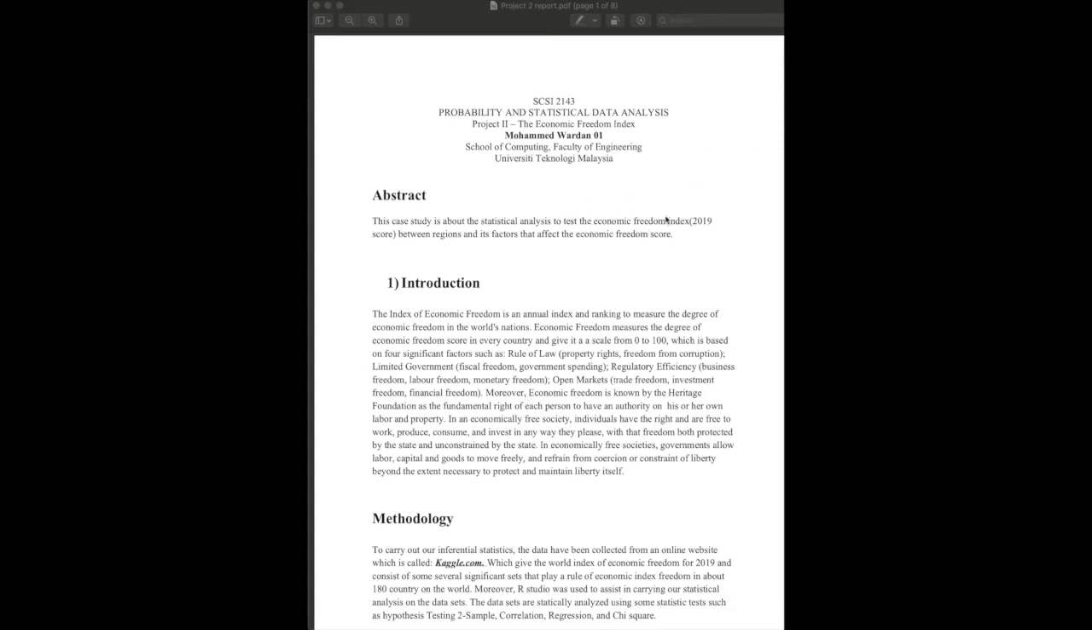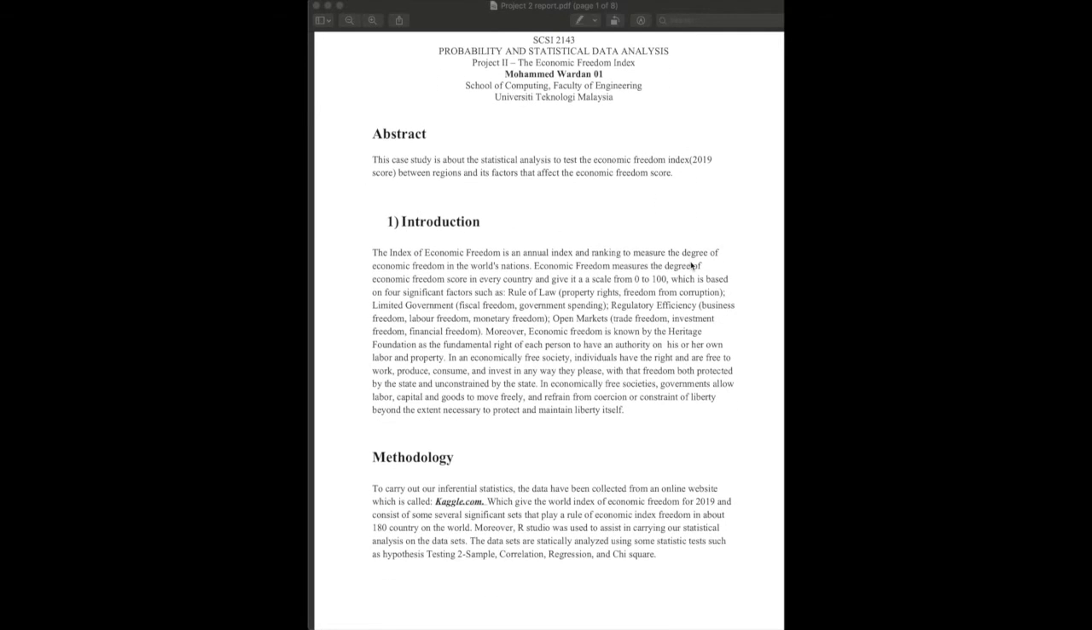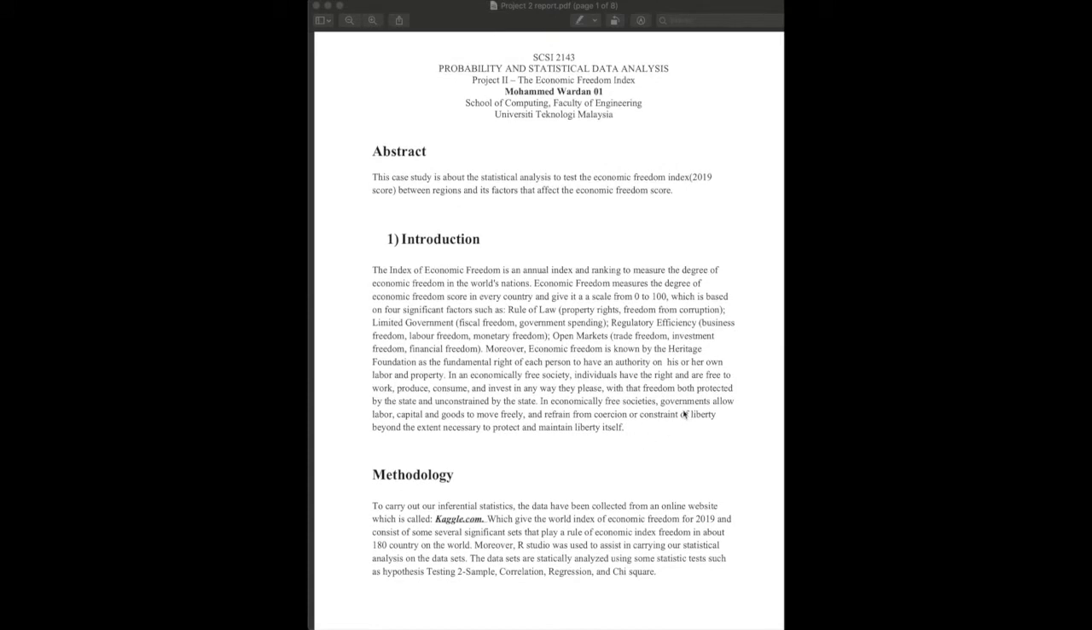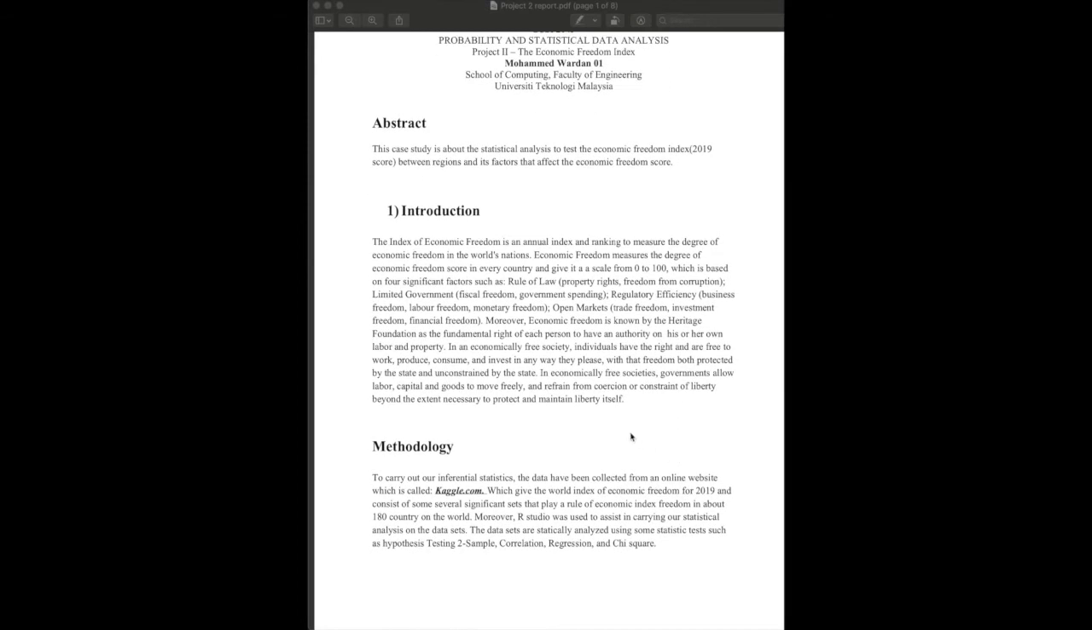My case study was about the Economic Freedom Index. The Index of Economic Freedom is an annual index and ranking to measure the degree of economic freedom in the world's nations. The Heritage Foundation's Index of Economic Freedom scores countries based on several factors. In this project, we want to test whether there is a relationship between these factors.